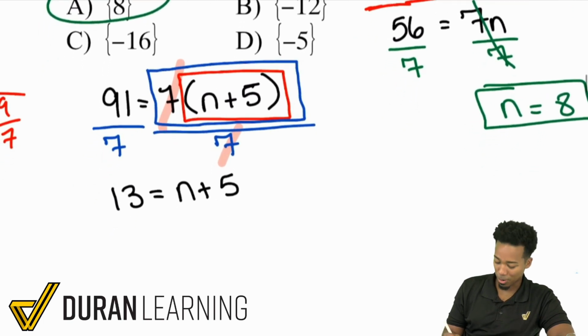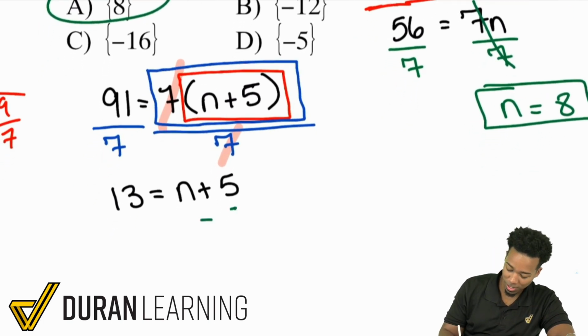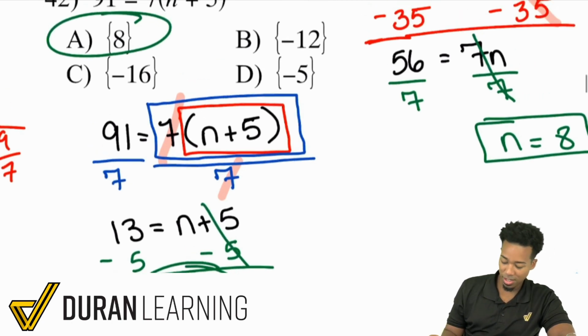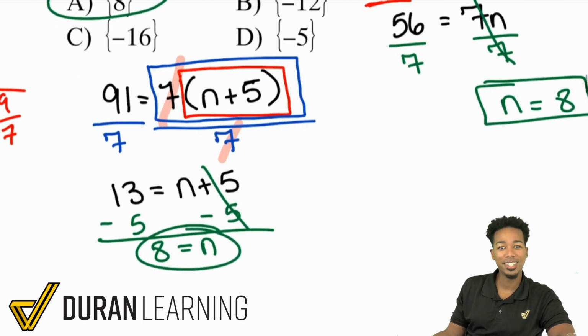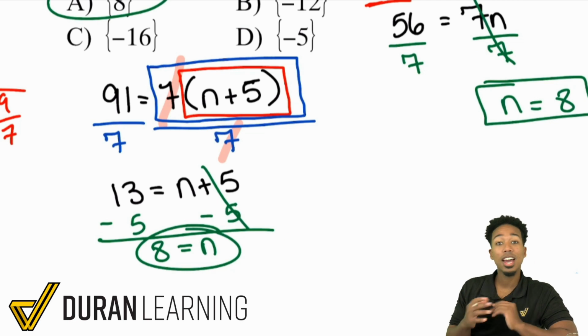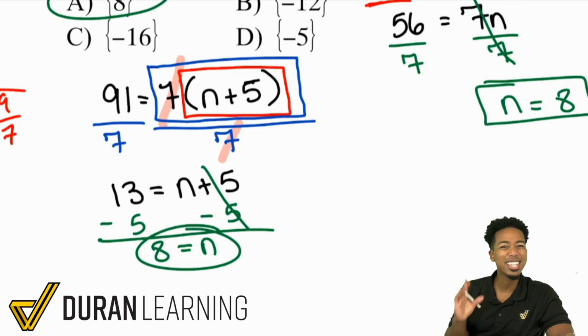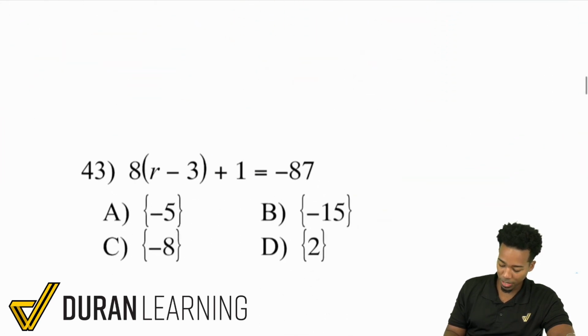And look at that, my party people. Now all I have to do is subtract 5 on both sides. And we get n equals 8. Same answer as above, and we're good. So again, that was just a nice little detour, just showing you that if you have a parentheses and only a parentheses on one side, you can just divide both sides by whatever's in front of it if you wanted to. But let's go ahead and keep the practice going here.